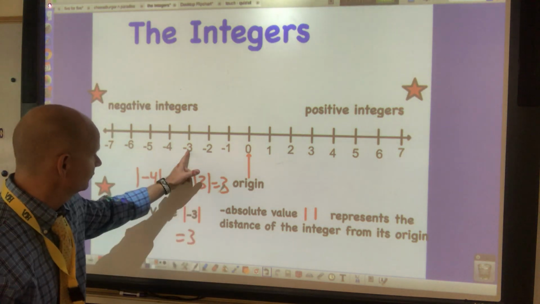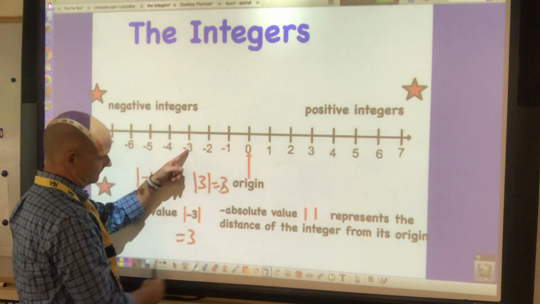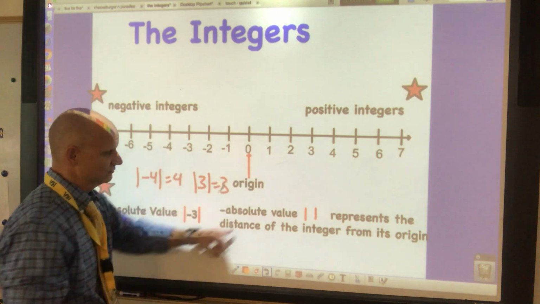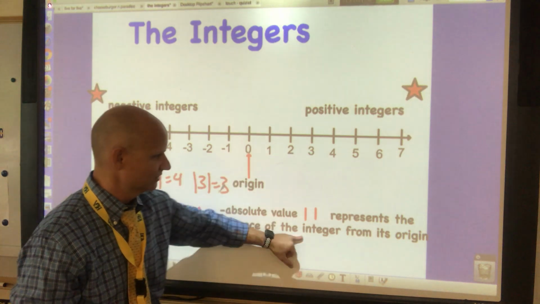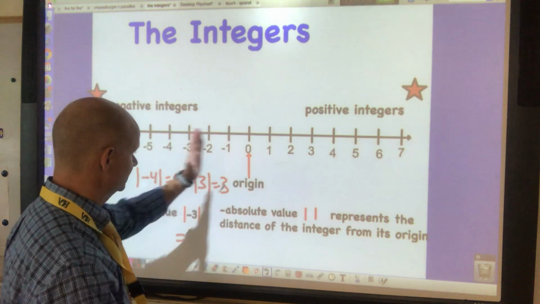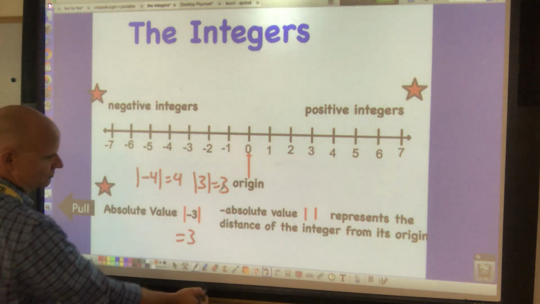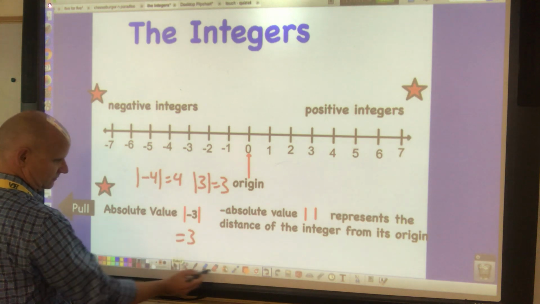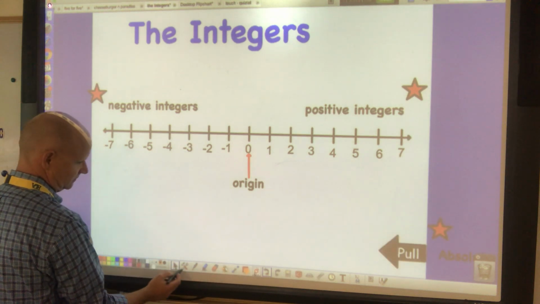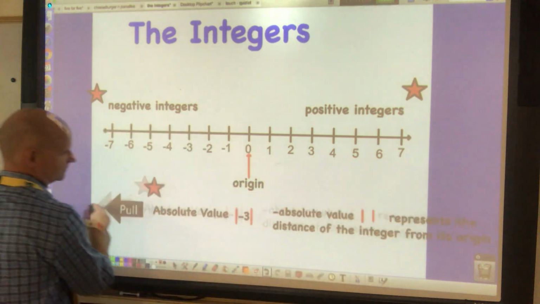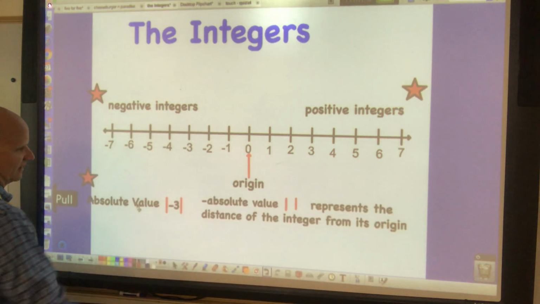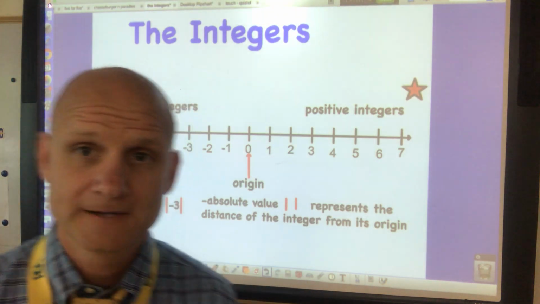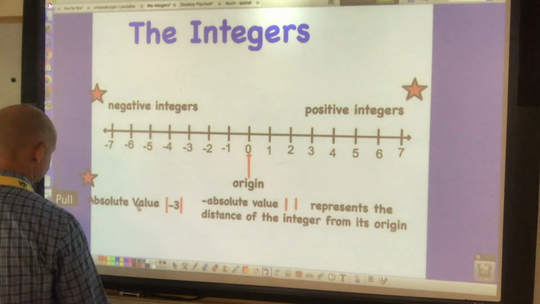So if you have -3, what's its absolute value? It's 3 increments away from 0. So absolute value represents the distance of the integer from its origin, and the origin is 0. I do want you to write that definition down: absolute value is just the distance from its origin. Press pause if you need to.